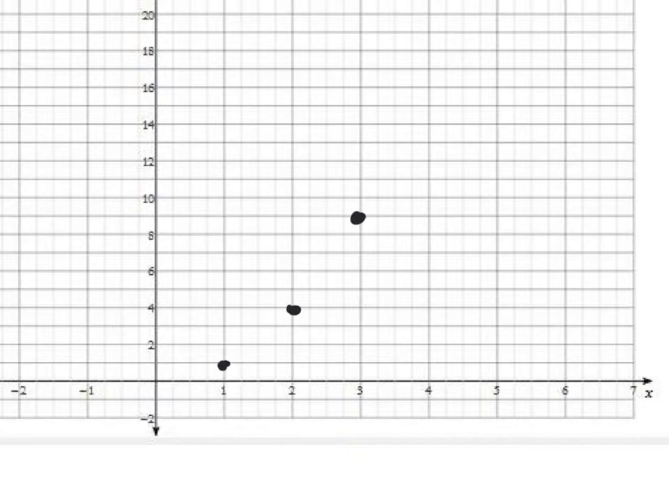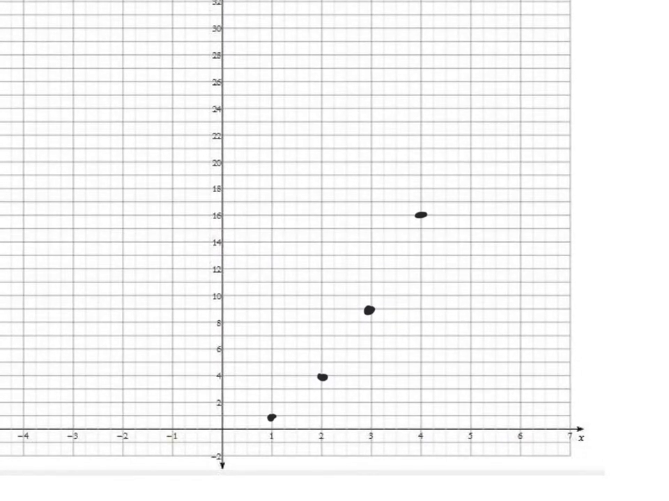Just to illustrate, I'm going over the step number, and then up the number of squares. Over the step number, up the number of squares. Over the step number 3, up to 9 squares. 4 was 16, 5 was 25, 6, 36, and 7, 49.